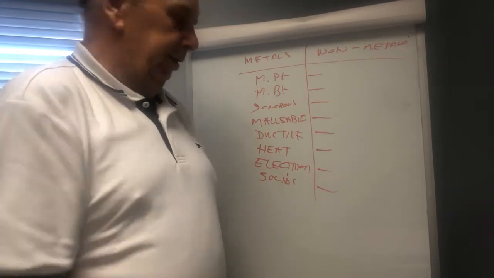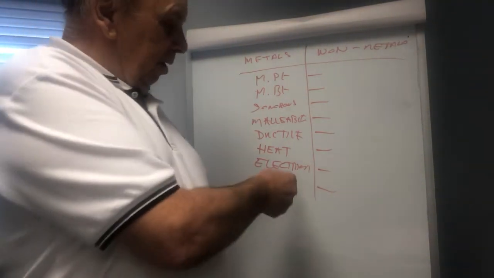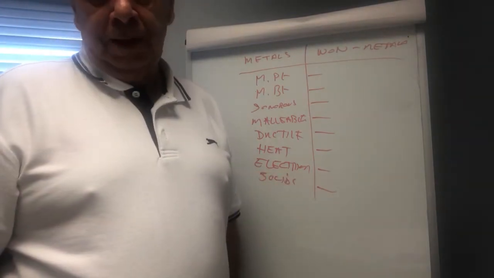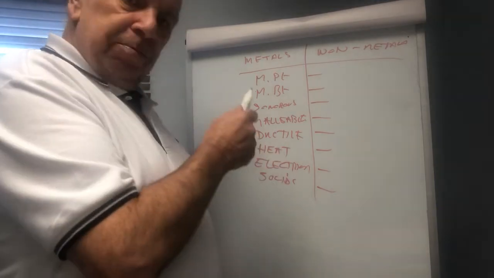For example, chlorine's a gas, therefore it's probably a non-metal. Nickel is a solid, it's therefore a metal.